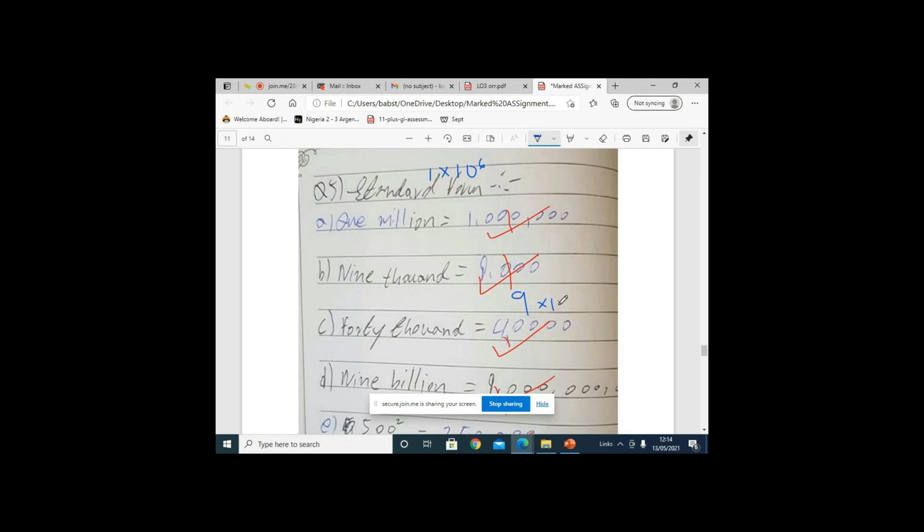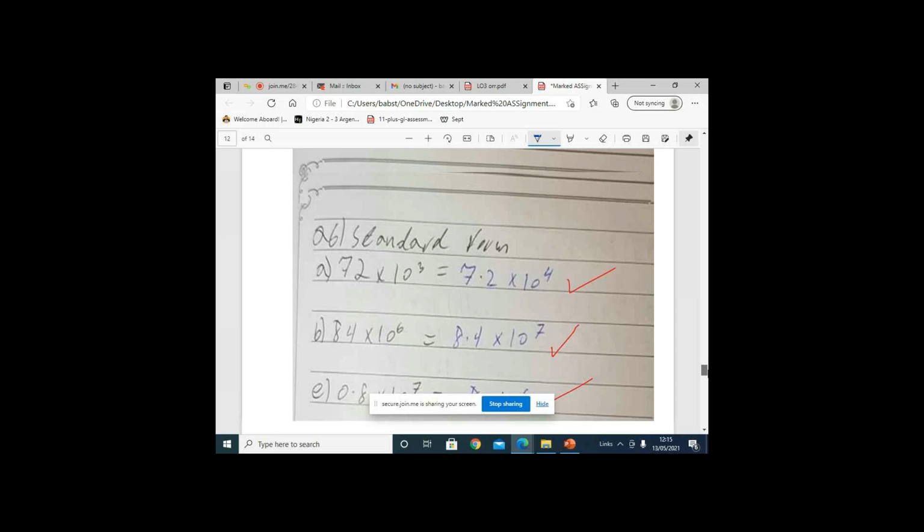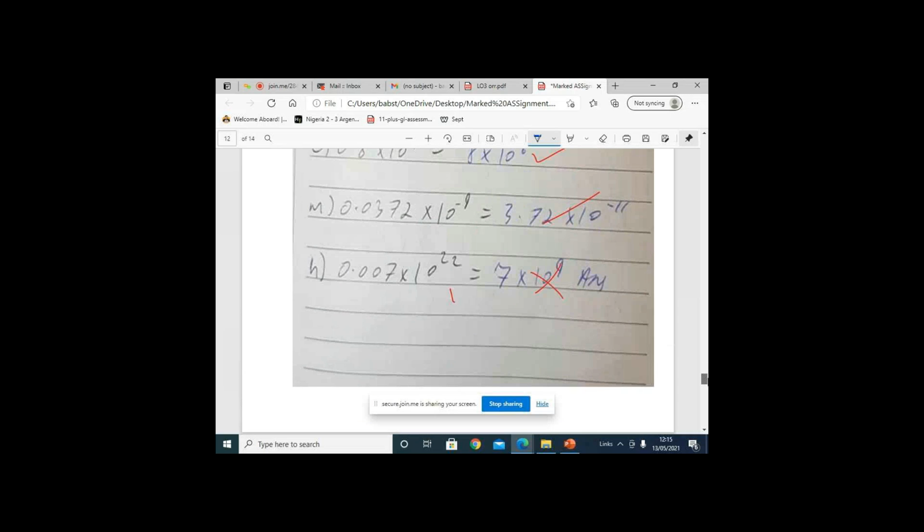So in this one, 9,000 is going to be 9 times 10 to the power of 3. Yeah, 3 zeros. So 40,000, 4 zeros. That's it. So I know you can do it, but I probably misread the question. So this one was perfect.